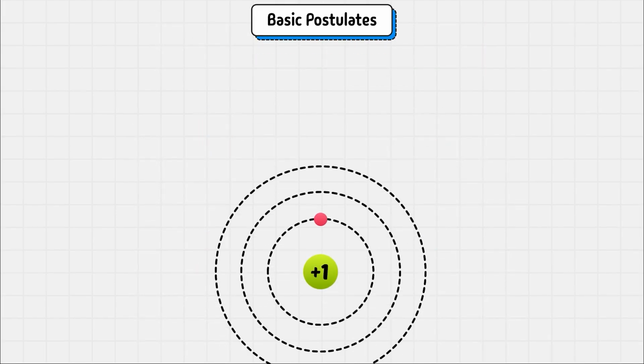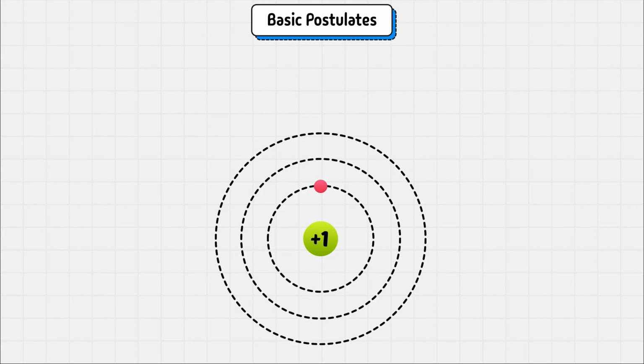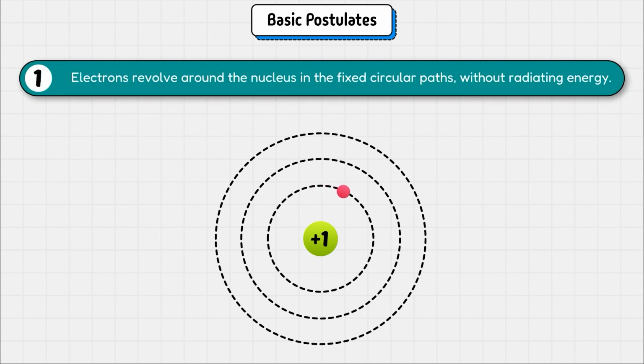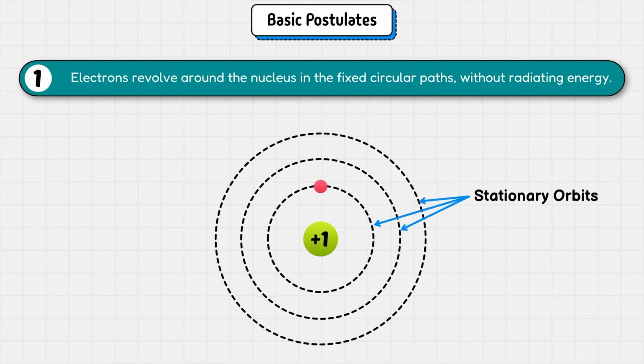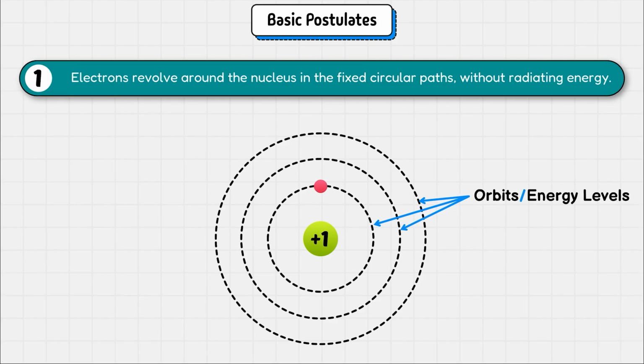In 1913, Bohr proposed his atomic model, which explained the behavior of electrons in an atom. In this model, he suggested that electrons can only revolve around the nucleus in the circular paths of fixed radii. And while revolving in these paths, they do not radiate energy. Instead, they maintain a constant energy level. He called those circular paths the stationary orbits, but for simplicity, we will just call them orbits or energy levels.